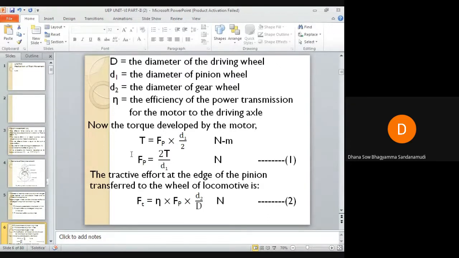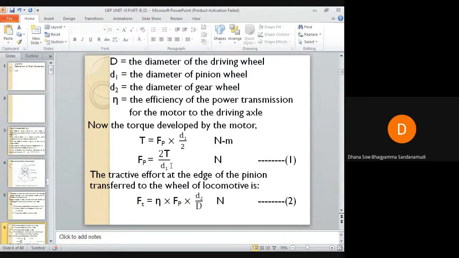Now the torque developed by the motor will be T is equal to Fp into d1 by 2. What is F suffix P? Fp is the tractive effort at the edge of the pinion in newtons, and d1 is the diameter of the pinion. So the torque required by the motor will be equal to Fp into d1 by 2. So Fp, the tractive effort at the edge of the pinion, will be equal to 2 into T by d1.